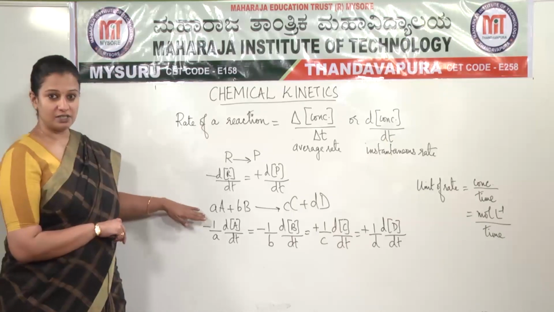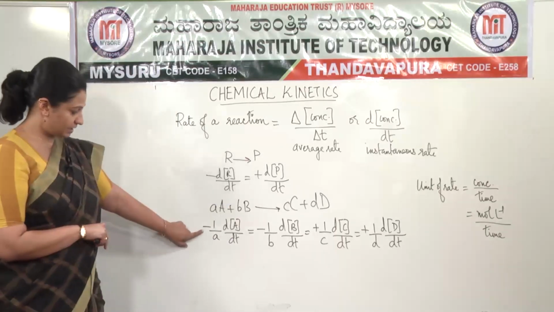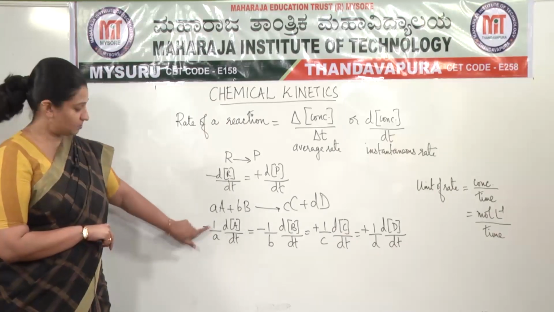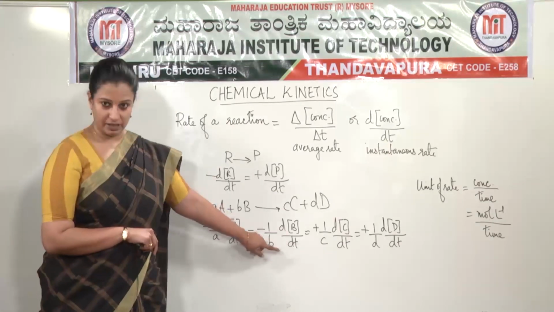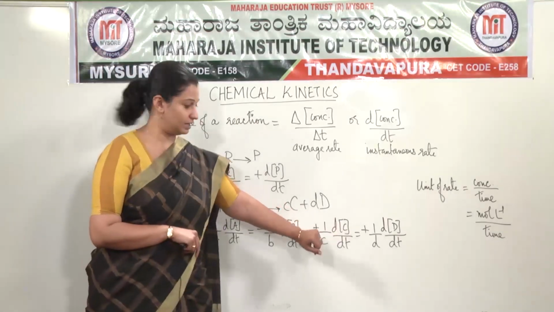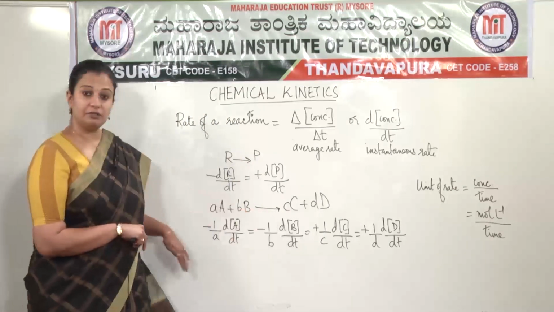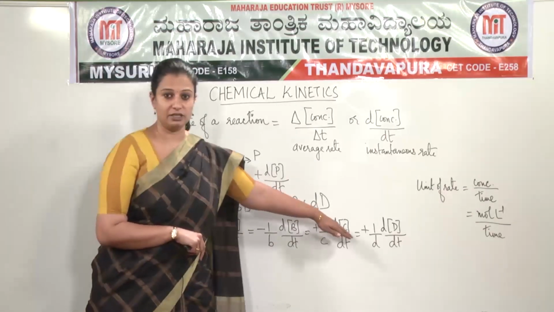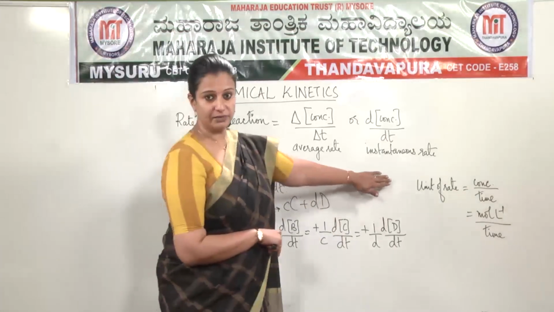Now if I have coefficients in the equation, aA plus bB giving cC plus dD. If you are having coefficients, please mind it, if it is negative it's for reactant, whatever coefficient you have to write as a reciprocal. So minus 1 by a d[A] by dt is equal to minus 1 by b d[B] by dt is equal to plus, because C is the product, so plus 1 by c d[C] by dt, which is equal to plus 1 by d d[D] by dt. Okay, now all of these are the ways you can represent the rate of a reaction. In terms of reactant it is negative, in terms of product it will be positive, so keep that in mind while doing the problems.